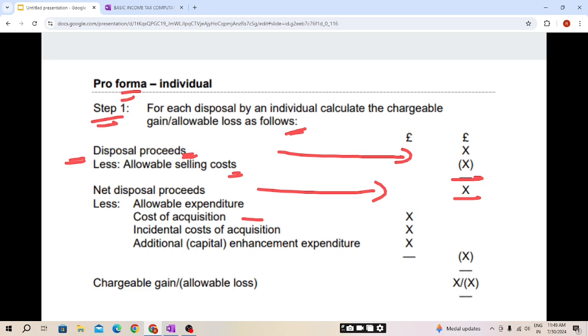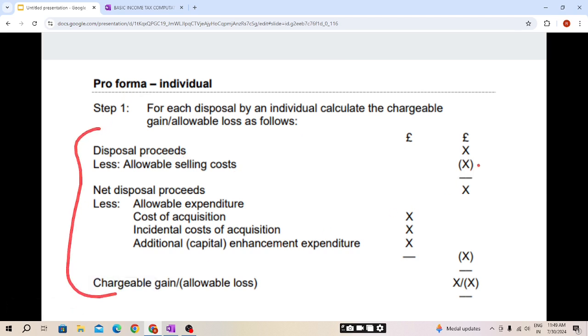asset. If we are selling an asset, students, first we need to calculate the chargeable gains for each asset. So the format for calculating the chargeable gains or loss will be, students, first we will dispose and we will receive the disposal proceeds less the selling cost which we have incurred in order to sell the asset. We will arrive at a net disposal proceeds. Then we need to reduce allowable expenditure. Allowable expenditure will include cost of acquisition, the cost which we have incurred in order to acquire the asset.